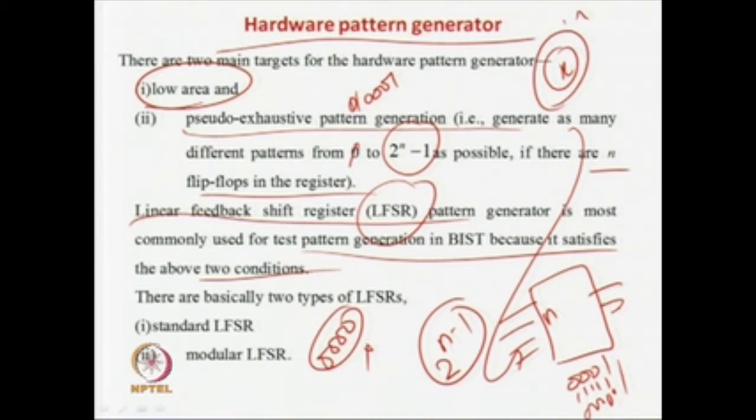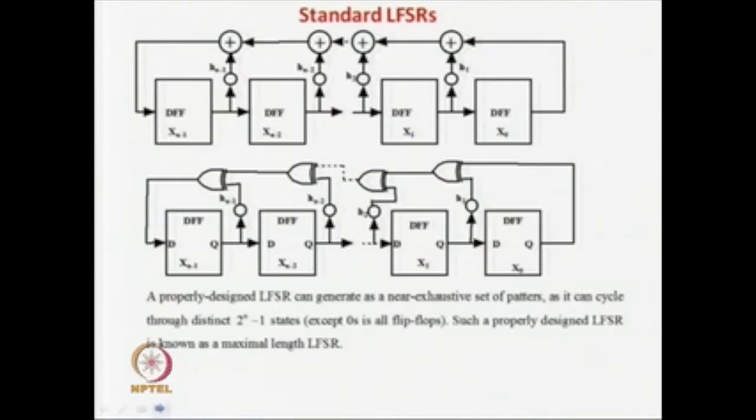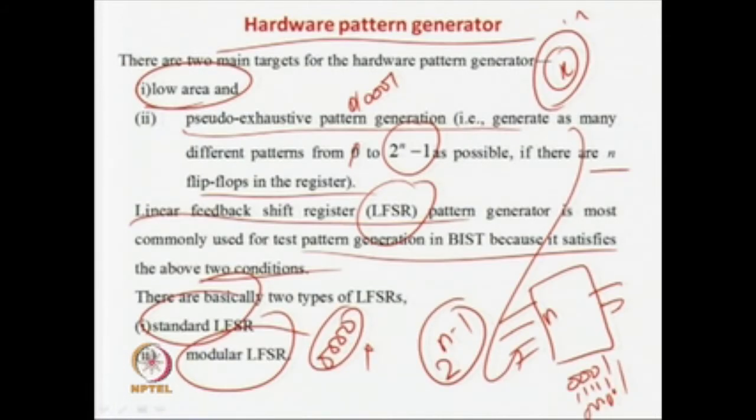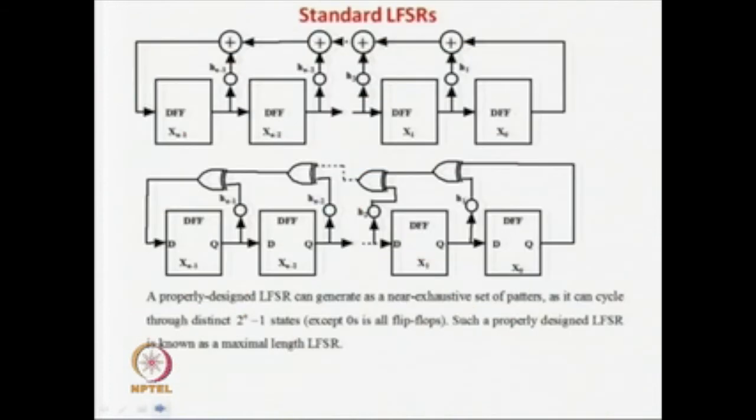Okay, and there are basically two types of LFSRs, we will study one by one. One is the standard LFSR and the other is the modular LFSR. So, we will see that, but the basic idea is that they are very small in area, and secondly, the area overhead will be very small, that is one thing, and it will generate all possible patterns in a pseudo random fashion. So, you can take whatever is required and that can be changed by using the seed. Okay. So, we will see one by one.